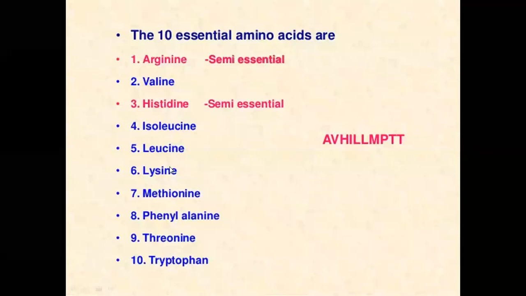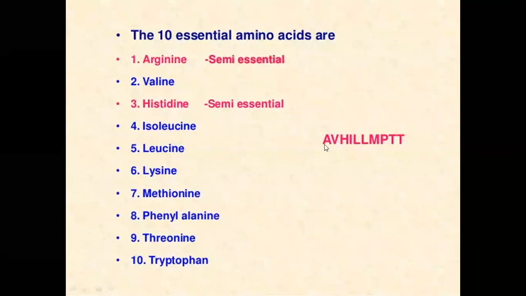ये सभी 10 जो examples हैं, ये यहाँ पे short form में लिखे हुए हैं। ध्यान में रखने के लिए आप ऐसे techniques या tricks use कर सकते हो. These are the 10 essential amino acids, that is arginine, valine, histidine, isoleucine, leucine, lysine, methionine, phenylalanine, threonine and tryptophan. So this is an abbreviation or a trick to memorize the 10 essential amino acids. यहाँ पे एक trick दी है कि 10 essential amino acids को हम कैसे ध्यान में रख सकते हैं.